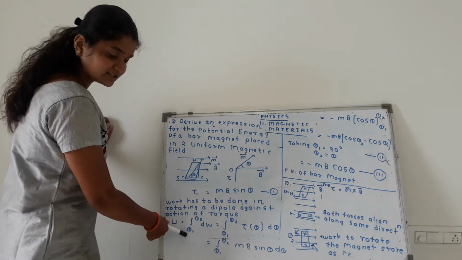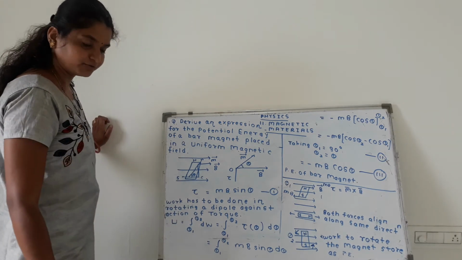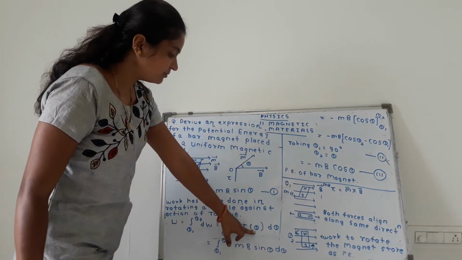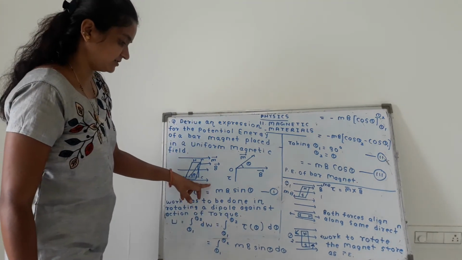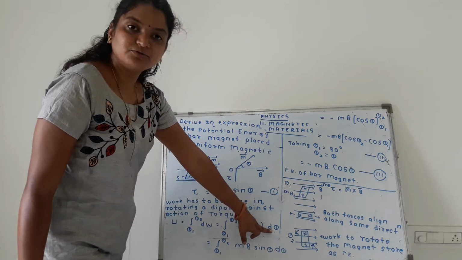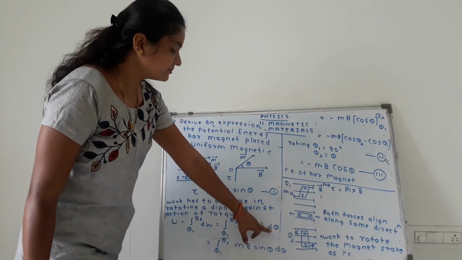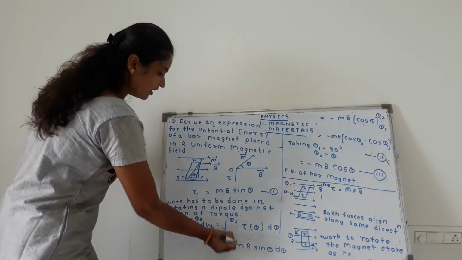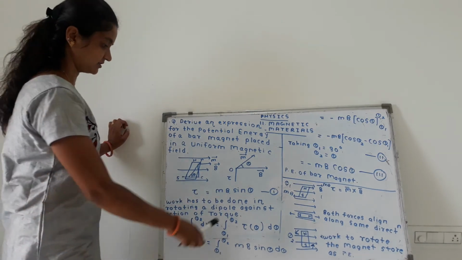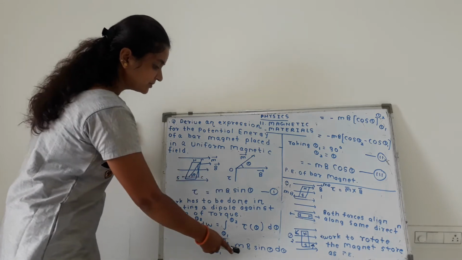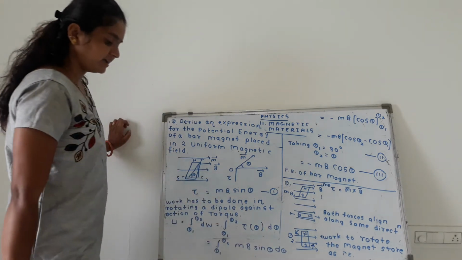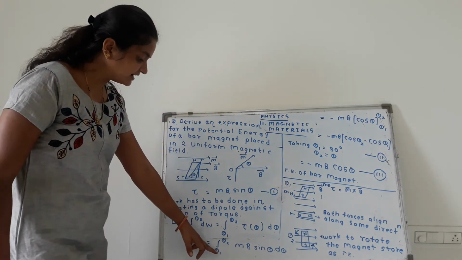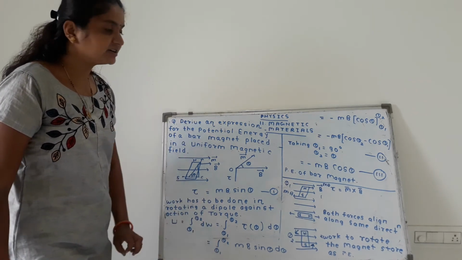Now the angle changes from theta 1 to theta 2. We consider tau theta, where tau is the torque, into d theta, where d theta is the change in angle. Put in the value of torque. The torque has the value M B sin theta, and d theta remains as it is. We know the integration, so we integrate from theta 1 to theta 2.